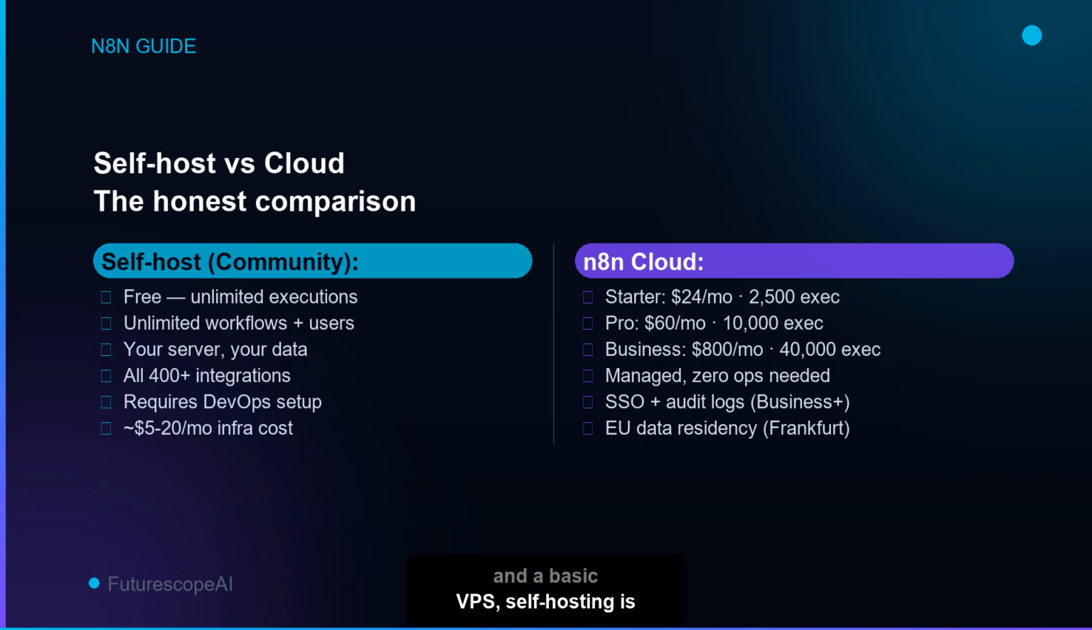n8n Cloud removes all infrastructure responsibility. n8n manages the server, updates, backups, and uptime. Starter at $24 a month gives you 2,500 executions, enough for light automation on simple workflows. Pro at $60 gives you 10,000 executions. Business at $800 adds SSO, Git sync, audit logs, multiple environments, and 40,000 executions. EU data residency in Frankfurt is included on all cloud plans. Enterprise with unlimited executions and custom compliance features requires contacting sales.